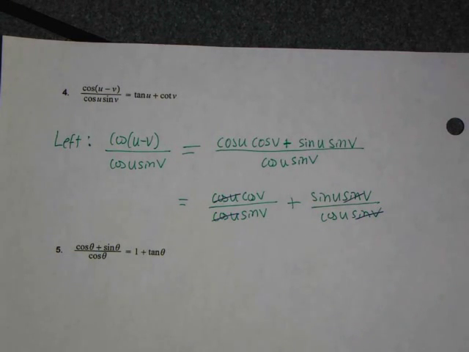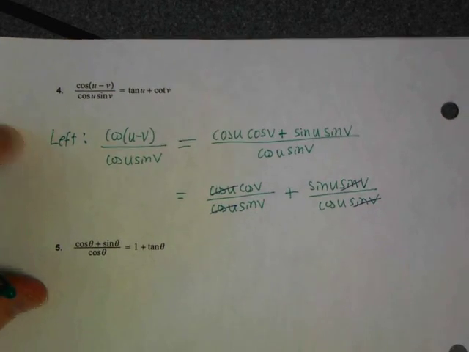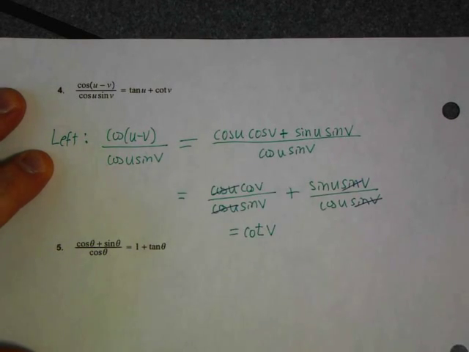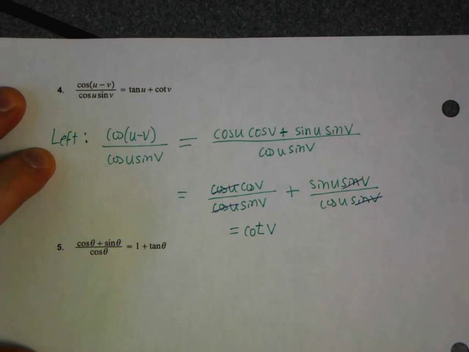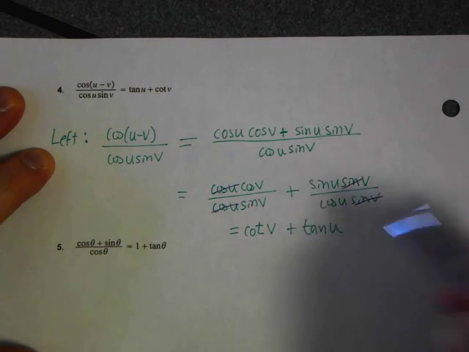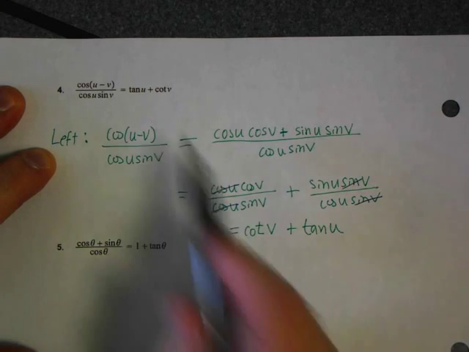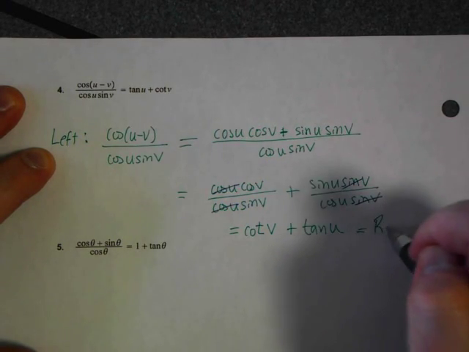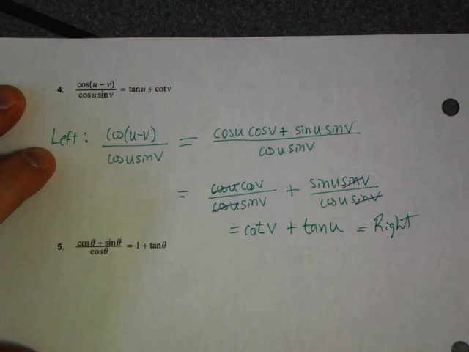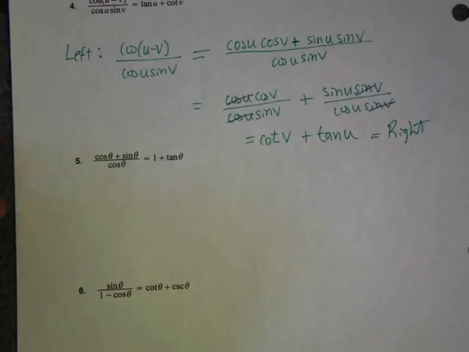All right, what am I left with? Cosine v over sine v. Write that another way. That's cotangent. Cosine over sine is cotangent v. And how about sine of u over cosine of u? That's tangent of u. Is that the same as the right-hand side? It is. Written in the other order, but we can switch order, can't we? All right. 2 more to go.